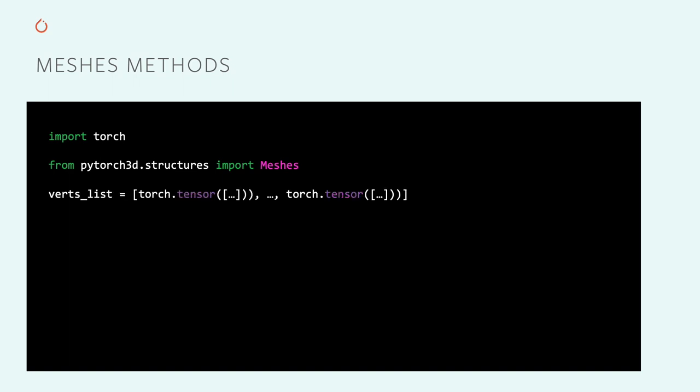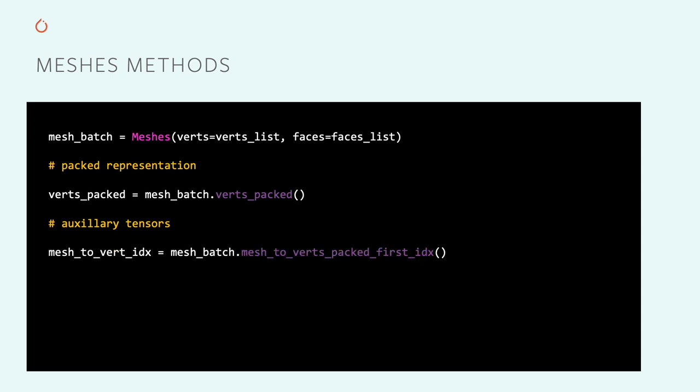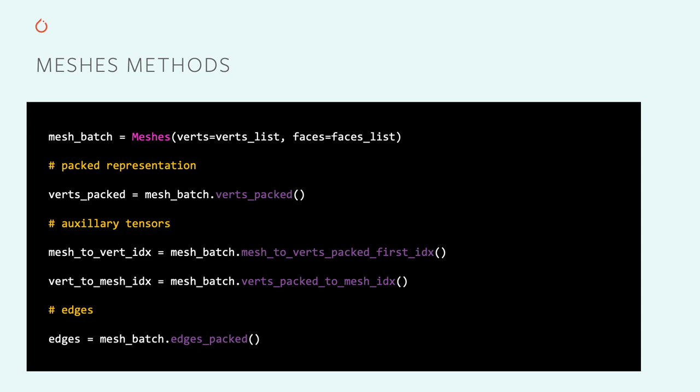Here's a quick code example of how you can use the Meshes data structure and easily switch between different views and also access other properties of the mesh. We start by importing Meshes from the structures module. We can initialize a list of the vertices and faces of all the meshes in the batch as a list of tensors. We can then initialize the Meshes class by calling the constructor with the list representations. We can switch to a different representation, such as the packed representation, by calling the appropriate method. And we can access the auxiliary tensors by calling their respective methods. Finally, we can access other computed properties of the mesh, such as the edges.